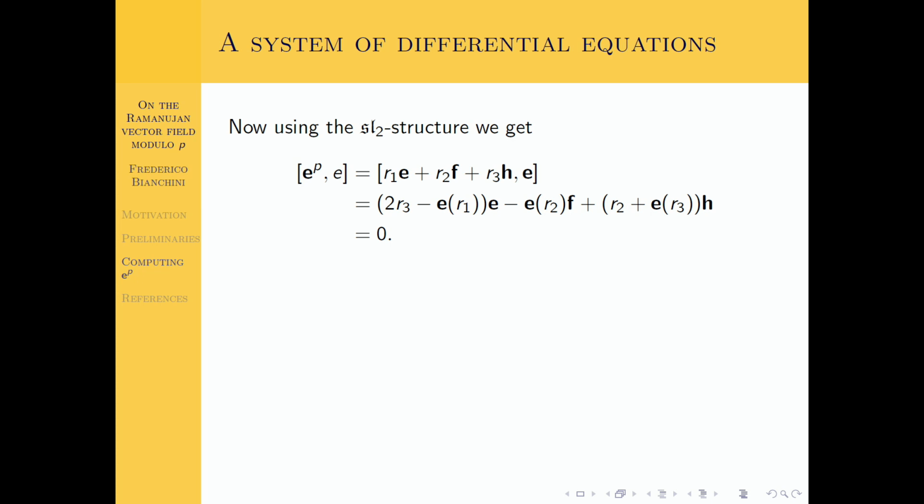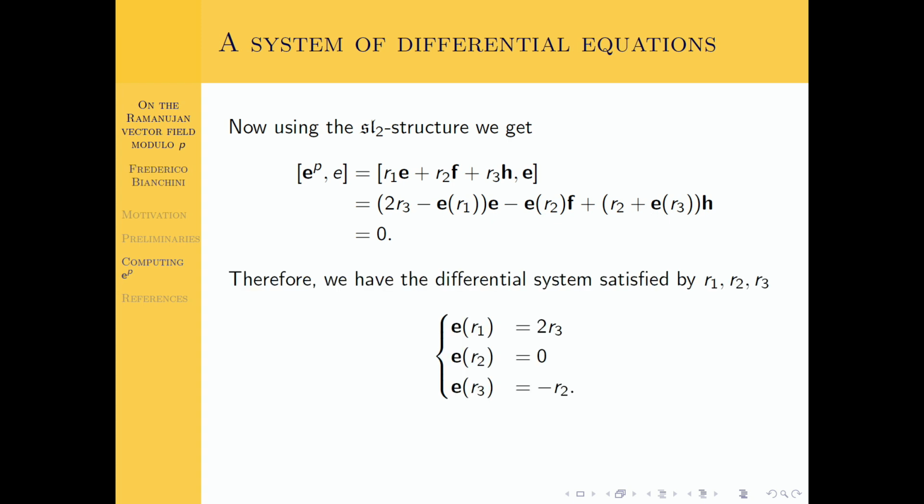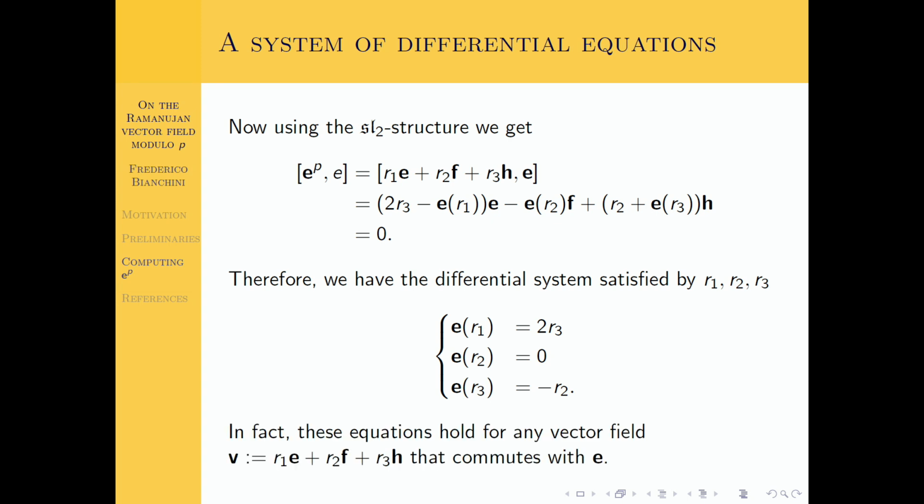Using the SL2 structure, here I'm commuting e to the p with e, and this must be 0 because e to the p commutes with e. We arrive at this differential system satisfied by R1, R2, and R3. This will be the first part of the proof.